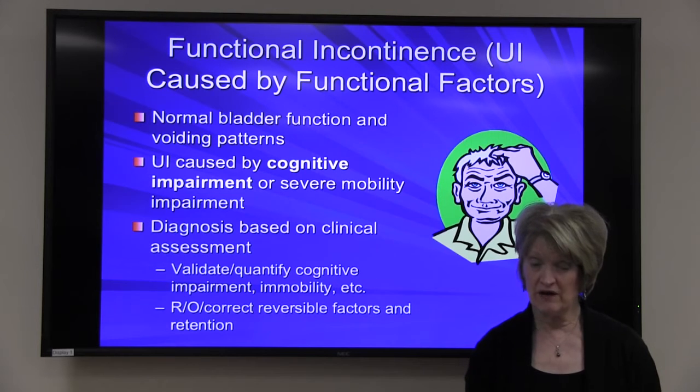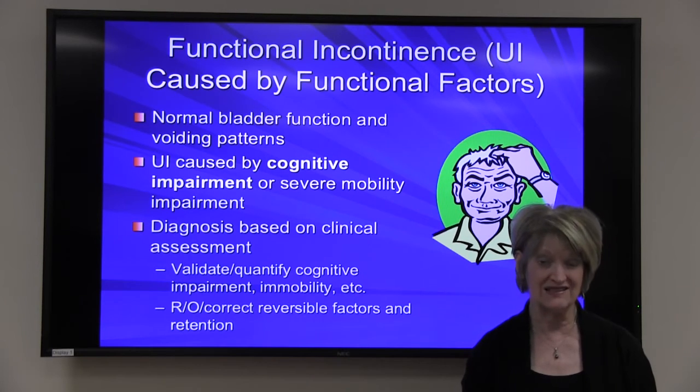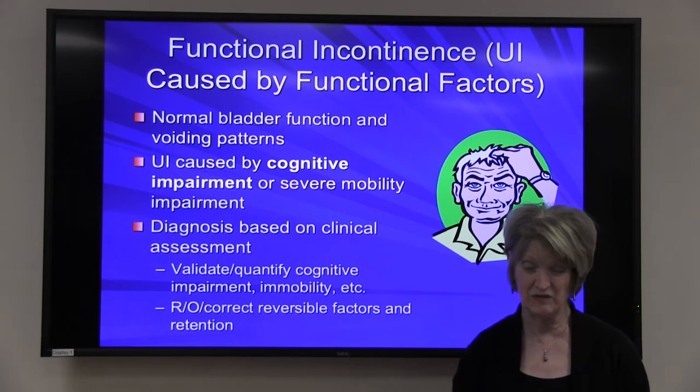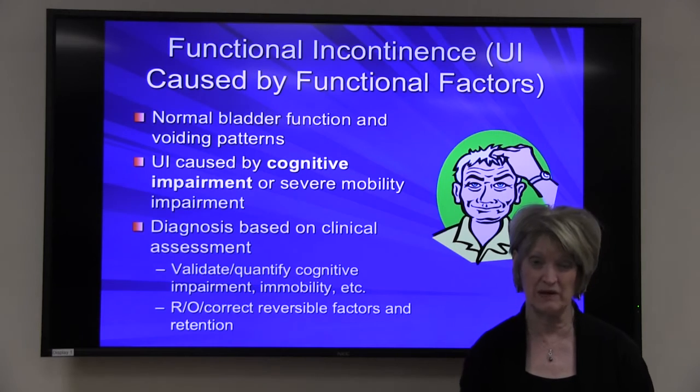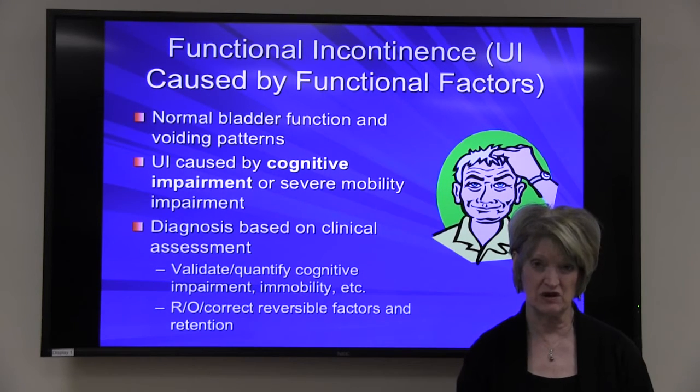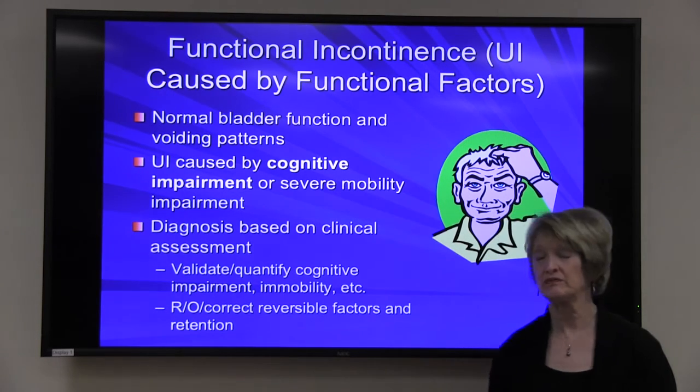So dementia, a very common reason for incontinence in the elderly. The other reason for incontinence is severe mobility impairment, where I just cannot get from here to there in a timely manner. And by the time I get there, I've already had a leakage episode. So dementia or severe immobility.